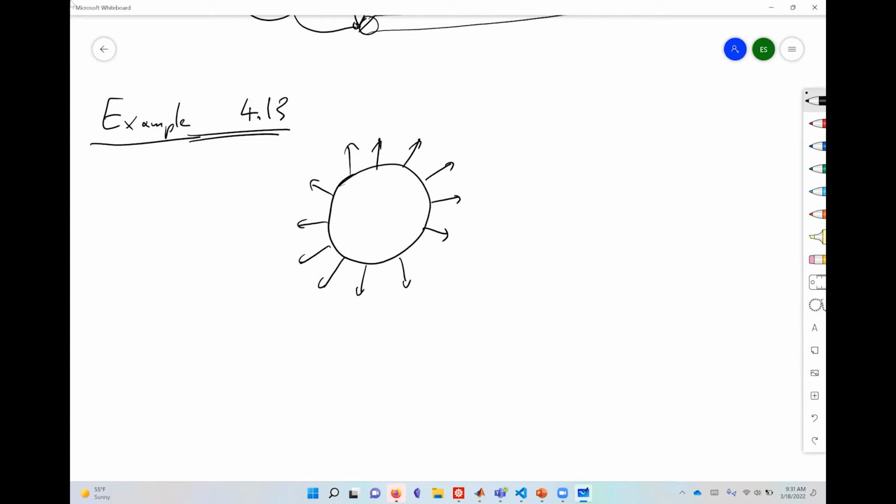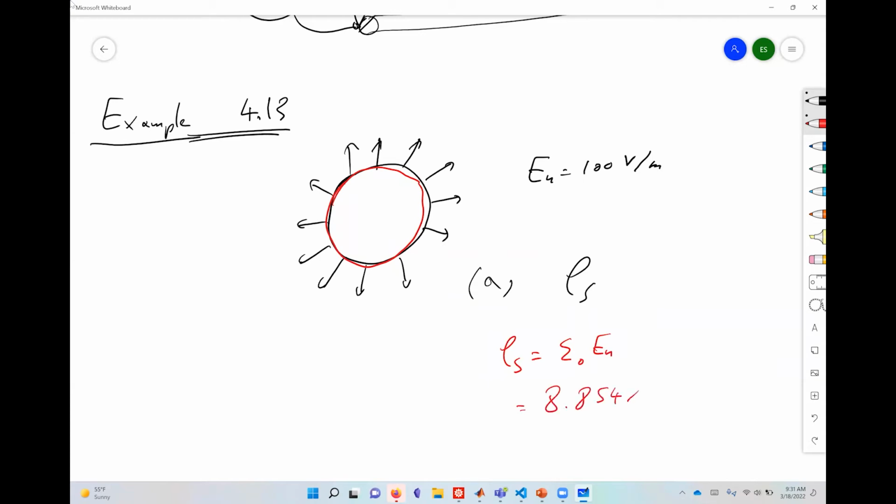The normal field is En, 100 volts per meter. The question is, what is rho s, the surface charge density? We already know this, right? Rho s is going to be epsilon naught En. Epsilon naught is 8.854 times 10 to the power minus 12, times 100. So this is going to be 8.854 times 10 to the power minus 10 Coulomb per meter squared. Easy.